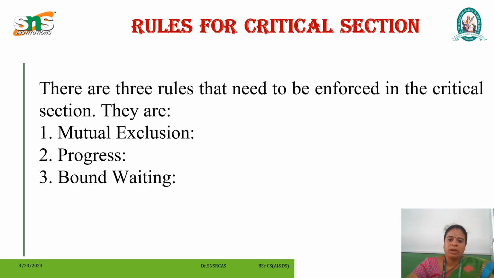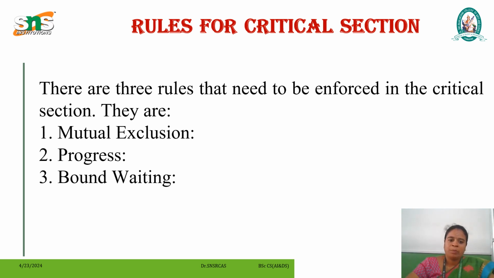Next one, rules for the critical section. There are three rules that need to be enforced in the critical section. First one, mutual exclusion. A special type of binary semaphore is used to control access to shared resources. It has a priority inheritance mechanism that helps to avoid extended priority inversion problems. Only one process can execute at a time in the critical section.